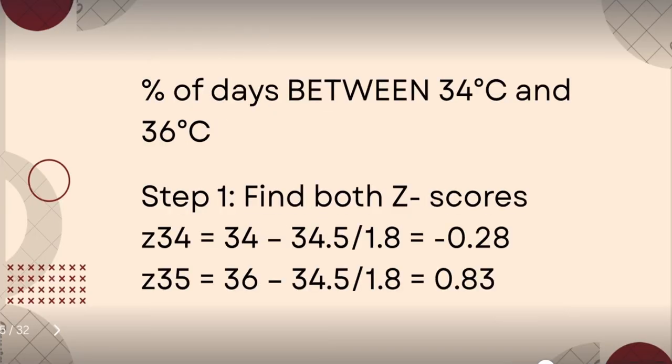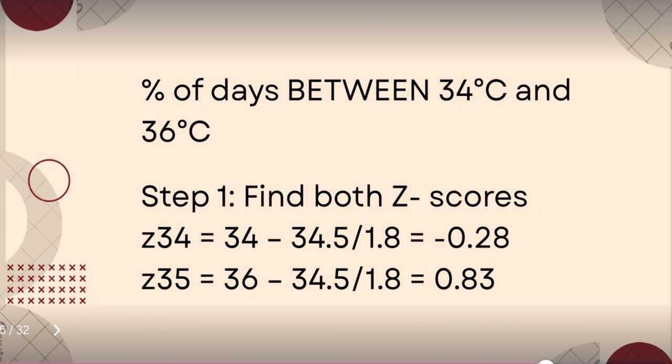Next is, I believe it's the letter C. Percent of days between 34 Celsius and 36 Celsius. Step 1, find both z-scores. Kukuha na natin yung parehas na z-scores ng dalawang number na to, which is yung una muna, 34. 34, i-minus ulit natin sa mean, 34.5 over 1.8. We will be getting an answer of negative 0.28. So, keep lang natin siya dyan.